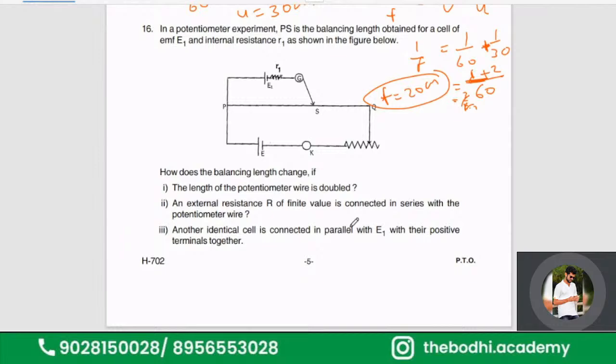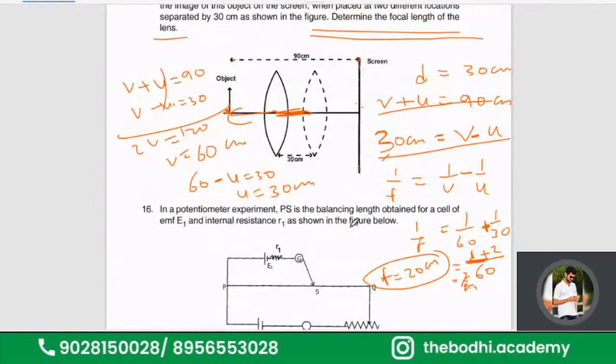Next, in a potentiometer experiment, by the way, you have to note it down. I'm going to check, okay? I'm going to check in the class for all of you. Great.